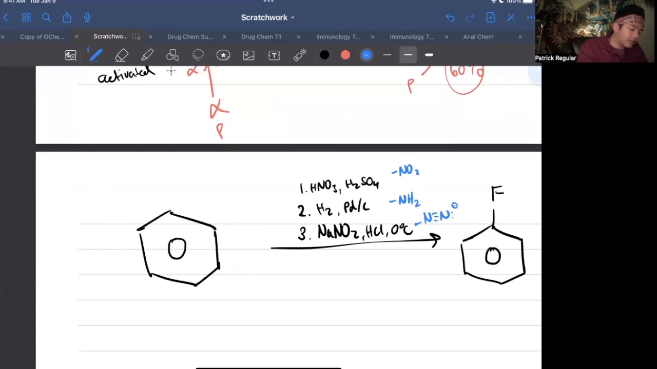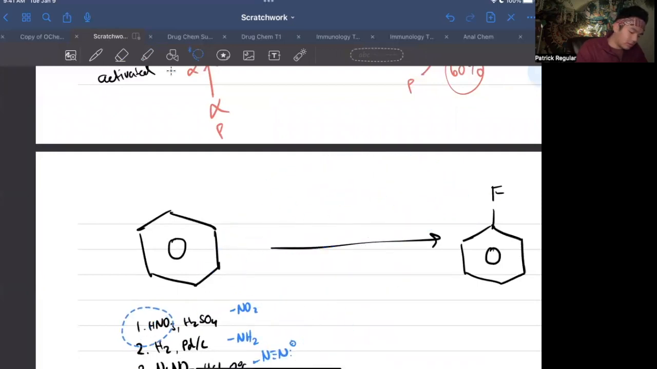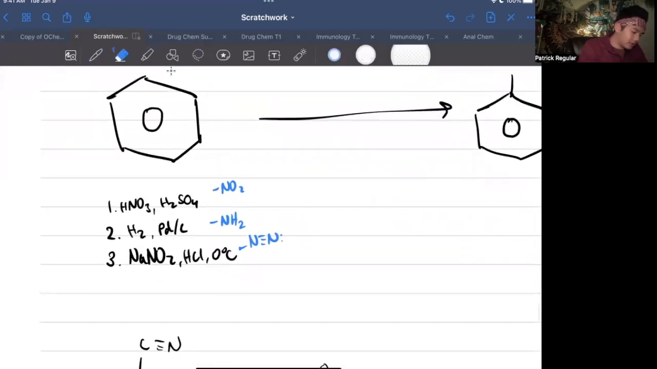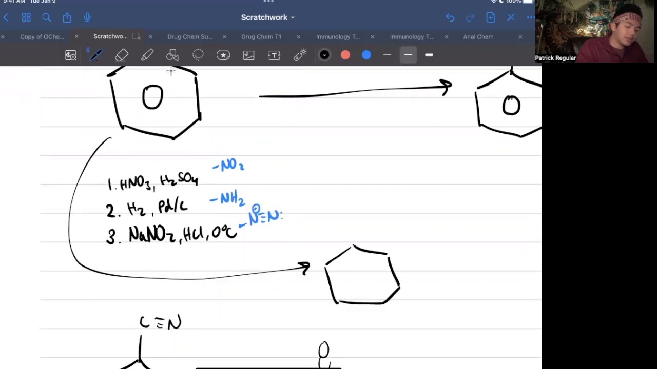Here, let me move these over here. This is where the charge is. There we go. Those three usually pair to make a diazonium salt.